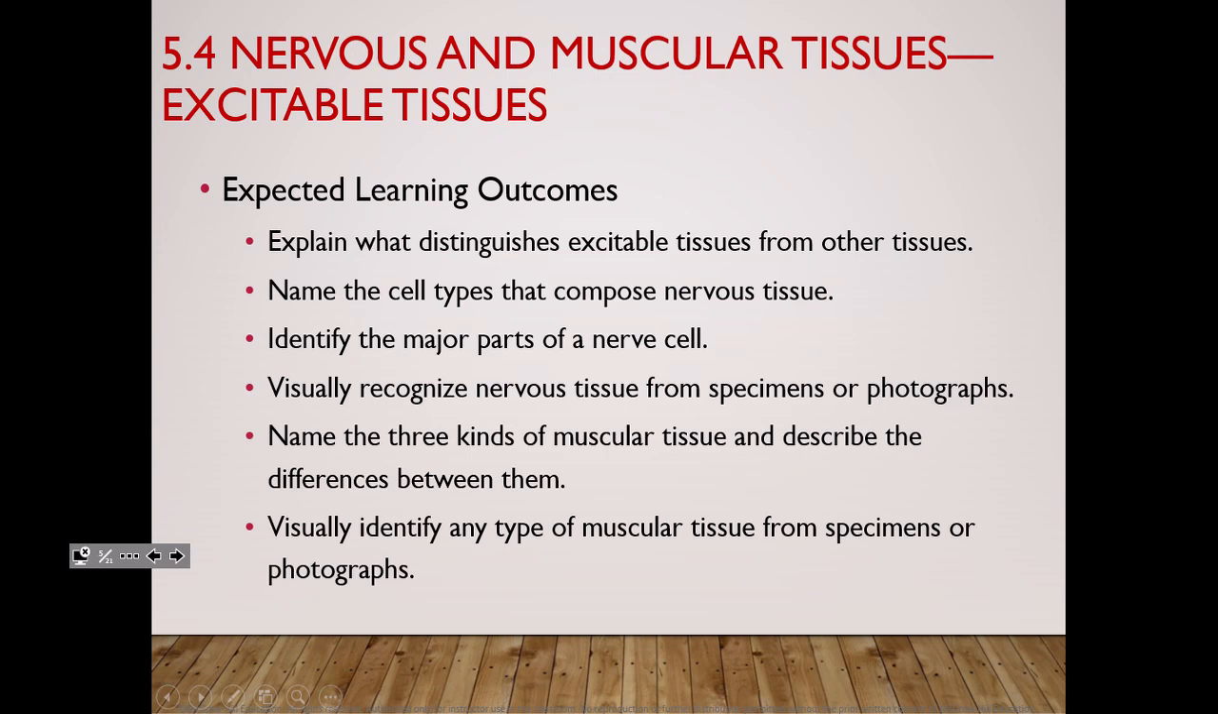Smooth muscle tissue is mononucleate. It's fusiform or spindle in shape and has no striations associated with it.